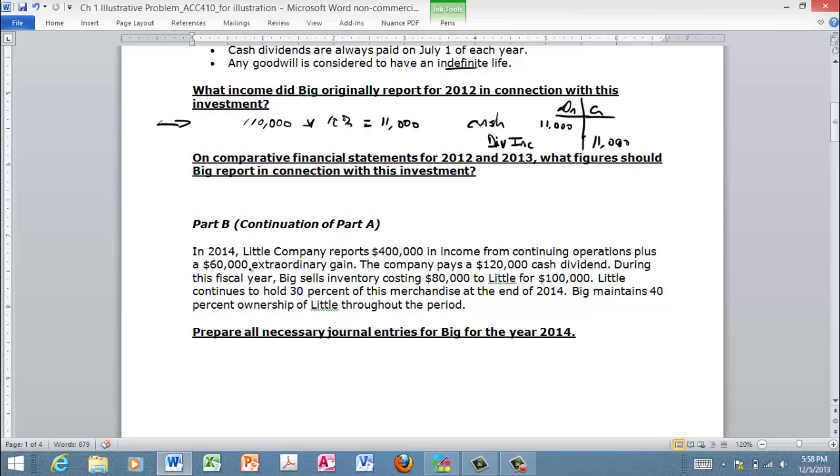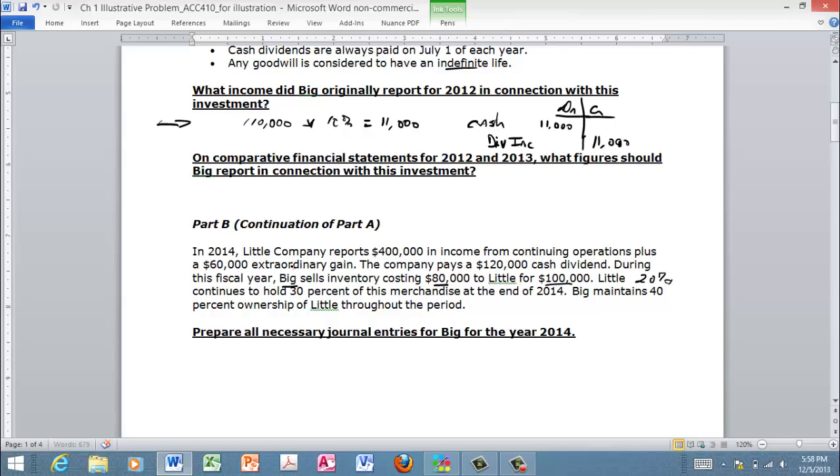They also have a $60,000 extraordinary gain. They pay $120,000 in cash dividends, and there is what we call a downstream sale. Big is selling inventory that cost $80,000 to little for $100,000. Now notice we've got a 20% margin here, right? $100,000 is a selling price, but it only costs them $80,000.